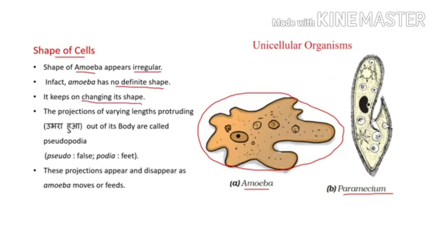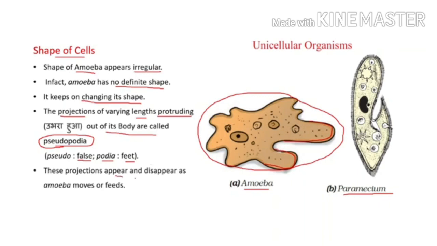It keeps on changing. The projections of different length protrude. Protrudes means coming out of its body, and they are called pseudopodia. Pseudo is a Latin term for false and podia means feet. These projections appear and disappear as amoeba moves or feeds.